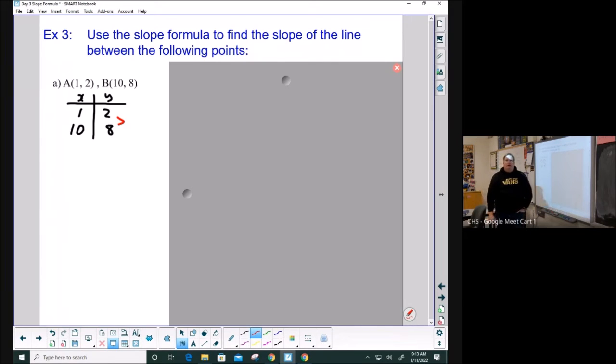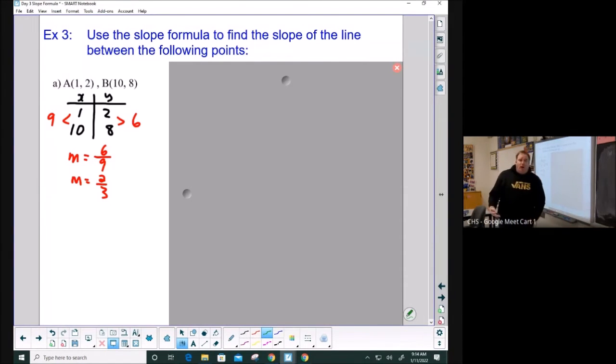I'm at 8, and I was at 2. That's right, it changes 6. You can see that jump of 6. Thank you, Keegan, Brad, Lacey. And how about the change in x? Yes, 9. And so the slope is 6 over 9. And remember, just like yesterday, when we have a fraction that can be reduced, we're going to reduce that to 2 over 3. Perfect. Thank you, Brad.